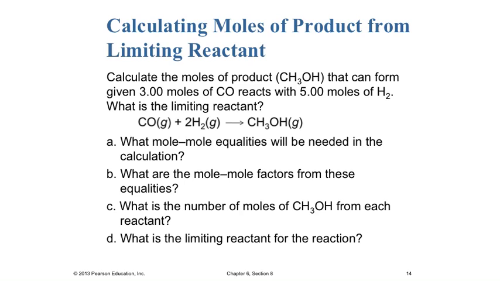Now, when we're calculating the limited reactants, here are some steps. So, we're given this problem. Calculate the moles of product that can form given 3 moles of CO. So, CO is our reactant with 5.00 moles of H2, which is our other reactant. The question is actually asking you, out of the 2 reactants, which one would limit you from actually calculating what you want? So your first step would be to ask, what is the mole to mole ratio? And what is the number of moles of CH3OH that you're actually trying to form? And if you know how much you're trying to form, what would actually limit you from actually forming what you want to form?